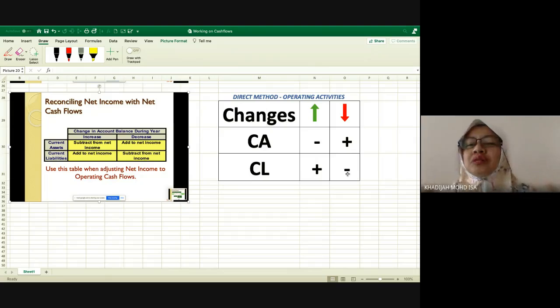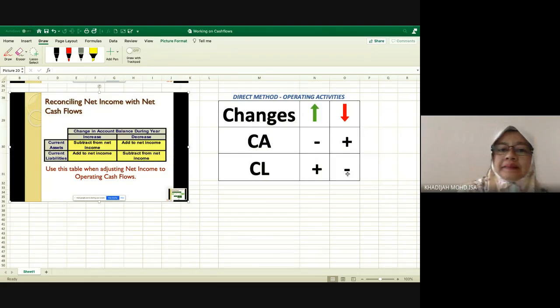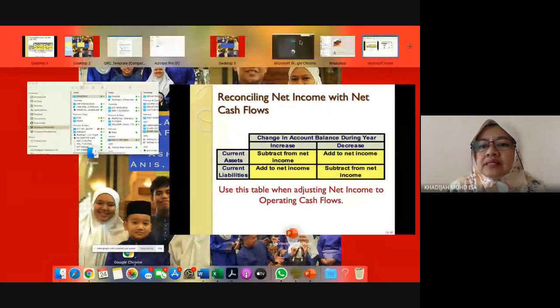You may have to remember this as a tip. If you have to do an exam on cash flow using the direct method, the first thing I would do is draw this table again, so that I remember that whenever CA and CL increase or decrease, I put the minus and plus signs. I will try to have this whenever I have to prepare cash flow using the direct method.